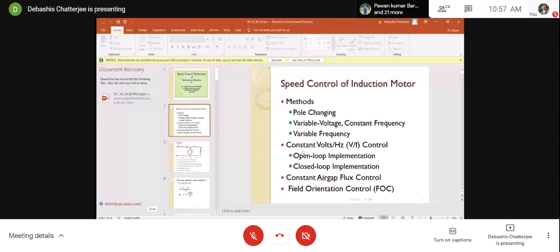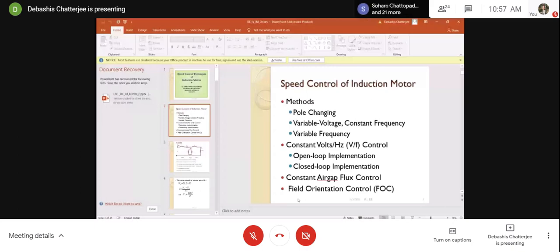out of which open loop and closed loop, and then constant air gap flux control, field orientation control, and the other one is direct torque control. I have skipped direct torque control because it is mainly for the PG syllabus. Therefore, we'll go up to field orientation control. Okay, so now these are the methods, right? Now if you go for the analysis of how it is done practically.